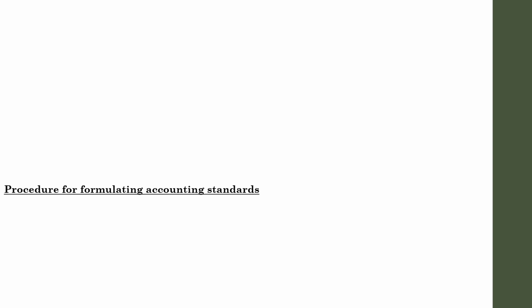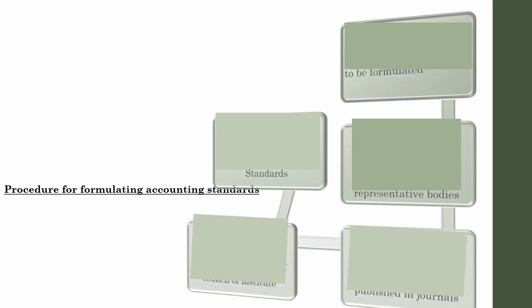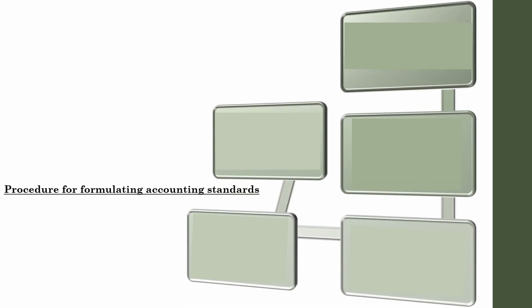There are certain steps or stages. We can briefly discuss the procedure for formulating accounting standards. There is a certain pattern by which a standard is implemented in a field. First of all, the accounting standards board determines the broad areas in which accounting standards need to be formulated, whether the standard is required in the field of industry, agriculture, or any of the sectors that are operating in the country.